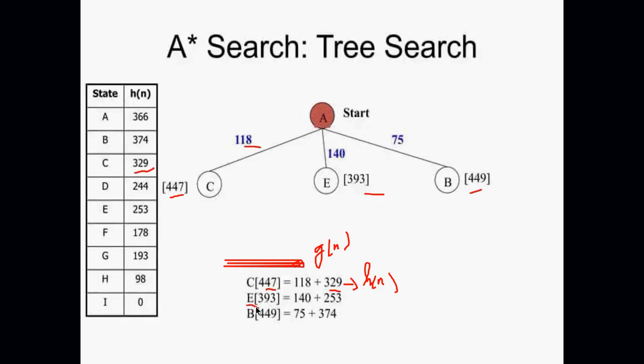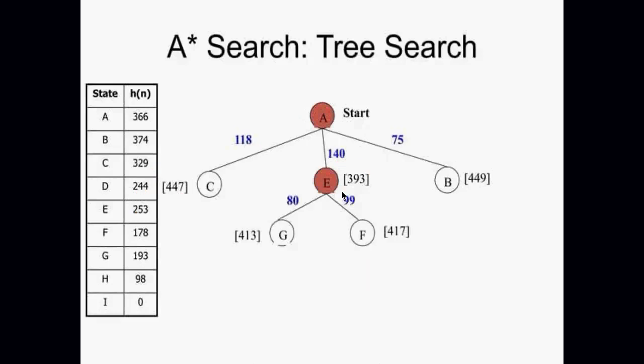In the same way, to attain E, how much is going to be my g of n? 140. And how much is going to be the h of n from the destination D? It's going to be 253. So 253 plus 140 is going to give you 393. This is how B is also calculated. From here, which is going to be my least value? 393. From there, I'm going to extend the values.